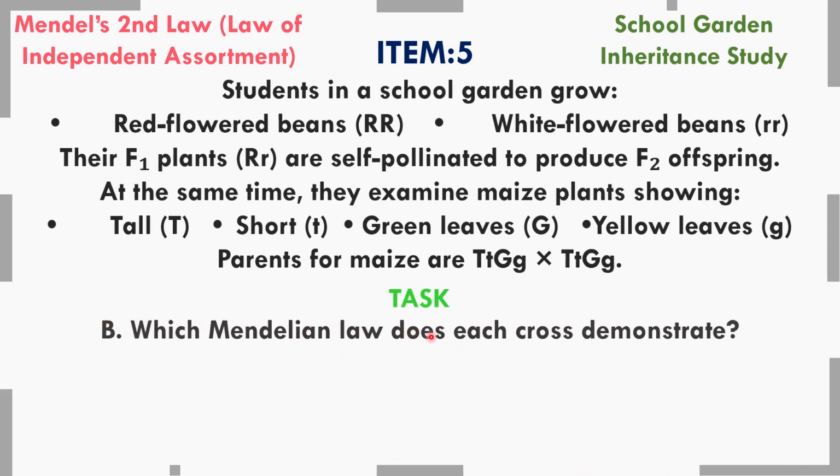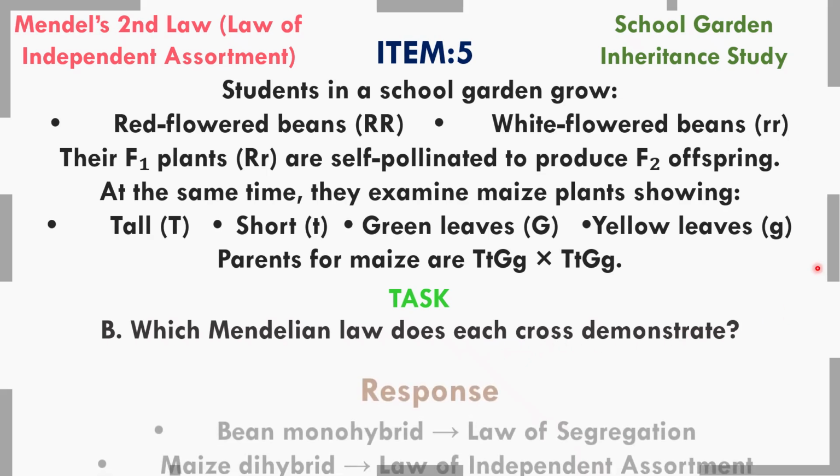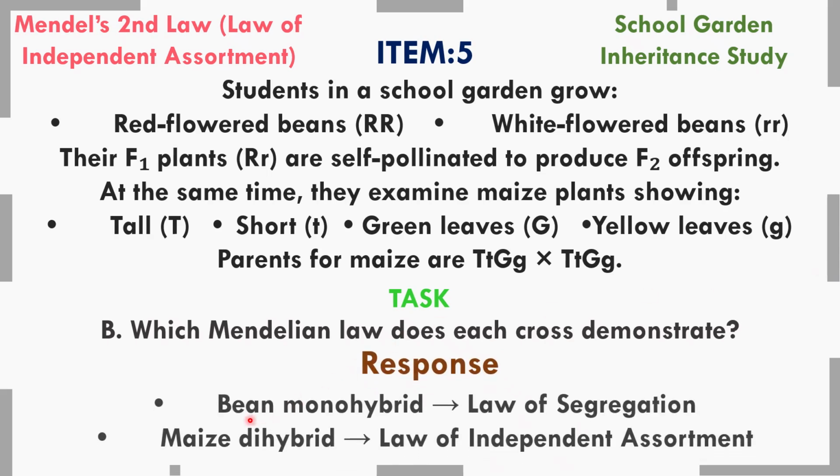Which Mendelian law does each cross demonstrate? Being monohybrid, the bean cross demonstrates the law of segregation. The maize dihybrid cross demonstrates the law of independent assortment.